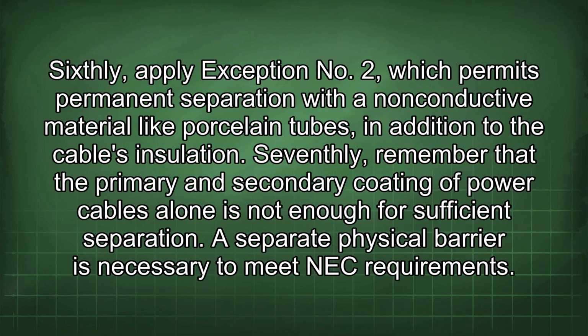Sixthly, apply exception No. 2, which permits permanent separation with a non-conductive material like porcelain tubes in addition to the cable's insulation. Seventhly, remember that the primary and secondary coating of power cables alone is not enough for sufficient separation. A separate physical barrier is necessary to meet NEC requirements.